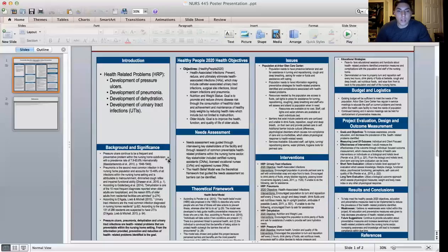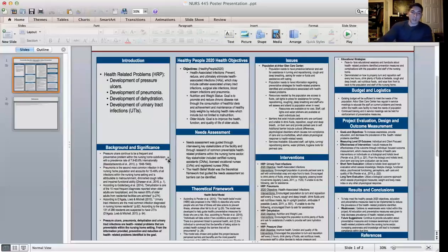Nutrition and weight status. The goal is to promote health and reduce chronic disease risk through the consumption of healthful diets and achievement and maintenance of healthy body weights by reducing health risks, which include but are not limited to malnutrition. So obviously dehydration is going to fit into that one. And lastly, older adults. The goal is to improve health, function, and quality of life of older adults. And so pressure ulcers are going to fit into that category.